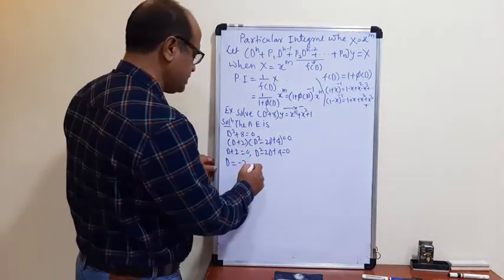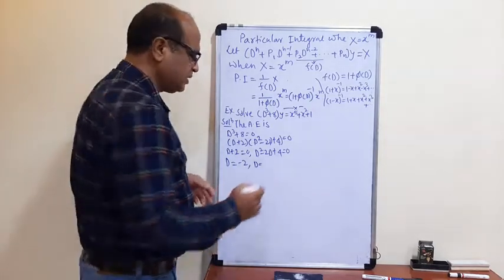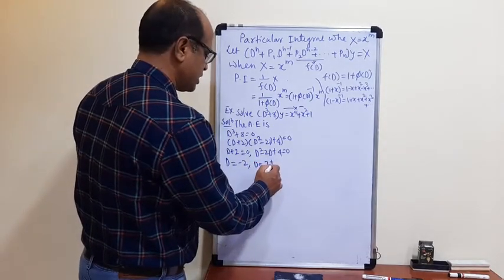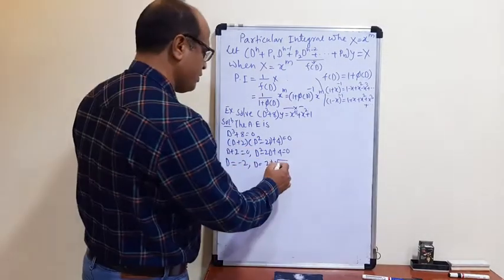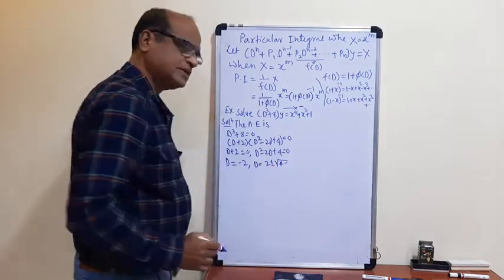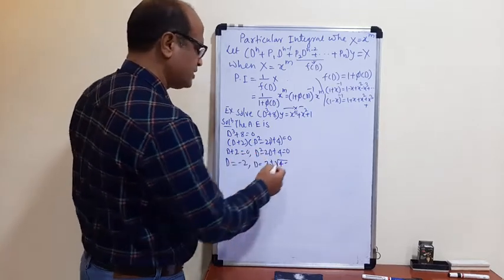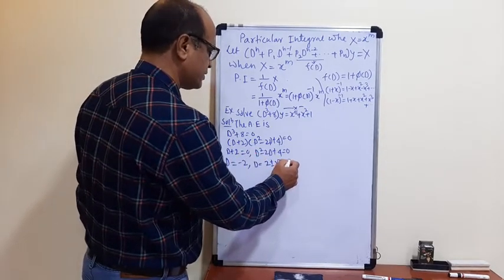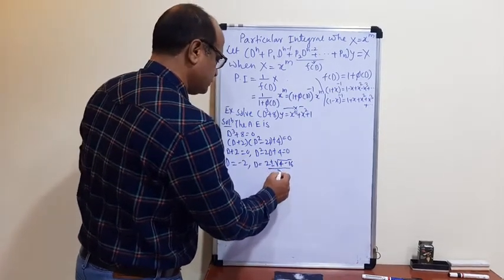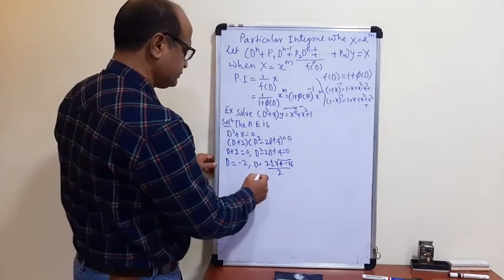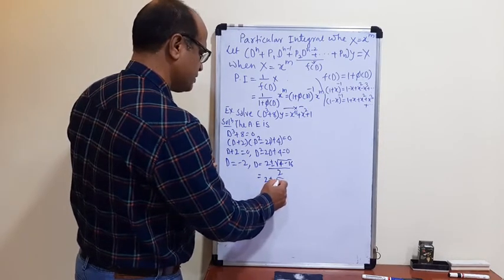So D is equal to minus b, b is minus 2, then minus b is plus 2, plus or minus square root of b square. b is minus 2, its square is 4, minus 4ac. 4 is this, a is 1, c is 4, so 4ac is 16, divided by 2. So this is equal to 2 plus or minus the root of minus 12.